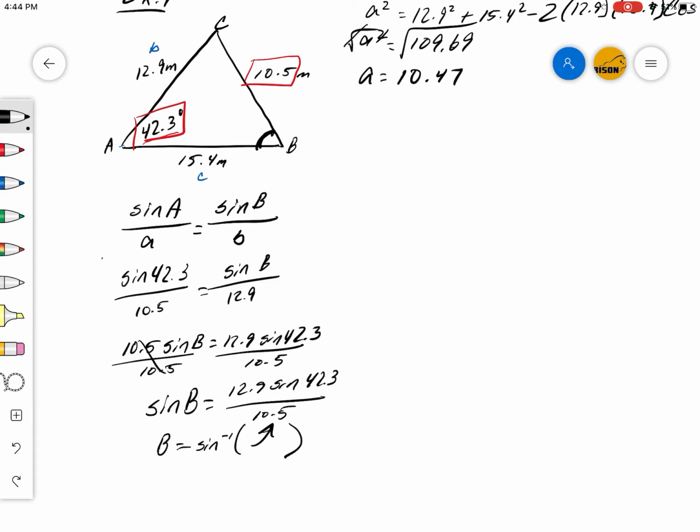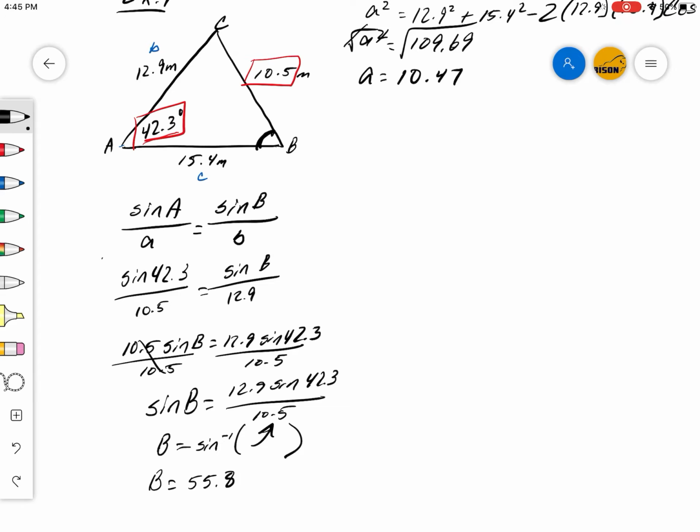Okay, so I'm going to type that in. I'm going to say sine inverse, I'm going to give myself a fraction bar, 12.9 times the sine of 42.3 all over 10.5. Okay, so that gave me 55.77. B is, let's see, my angles are rounded to 1 decimal, so I'm going to go 55.8.